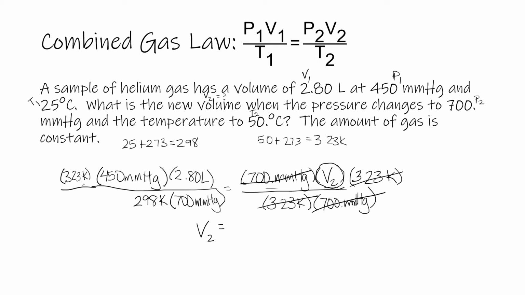So we have 323 times 450 times 2.8 divided by the product of these two values, 298 times 700. Now you might need to put these in parentheses in your calculator when you are doing that. Otherwise, it may not work out. So just keep that in mind. Once you plug all that in, you should get a new volume of 1.95 liters, rounding to 3 significant figures.